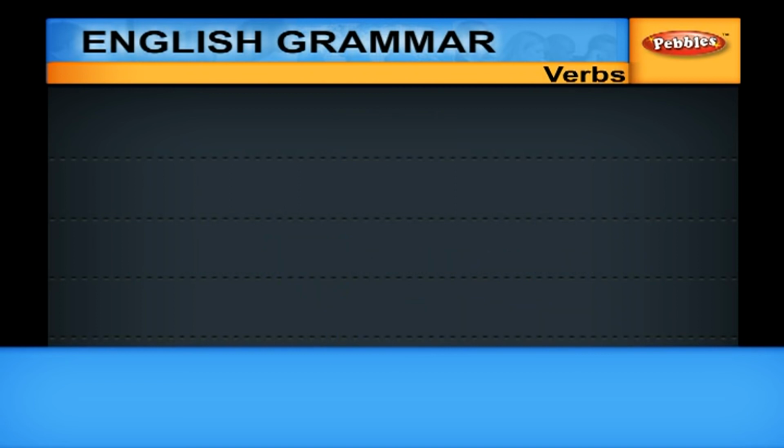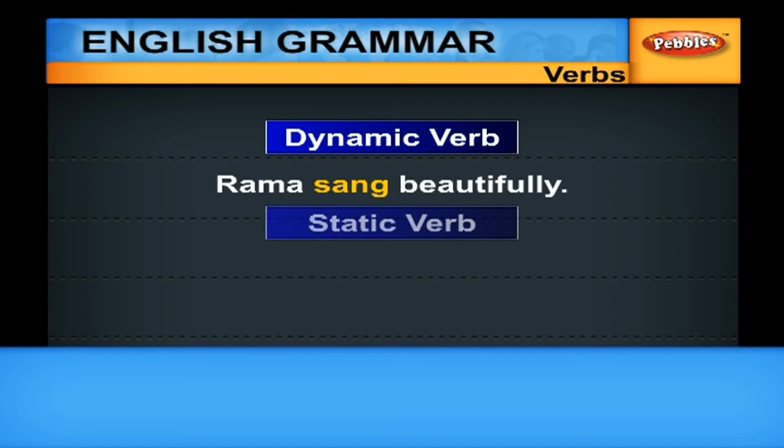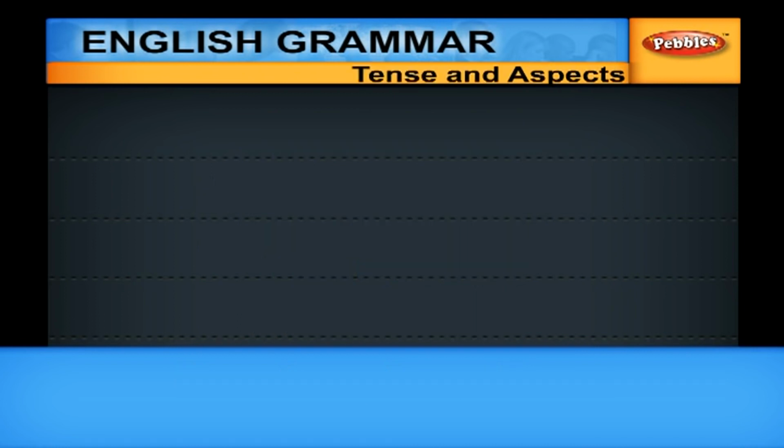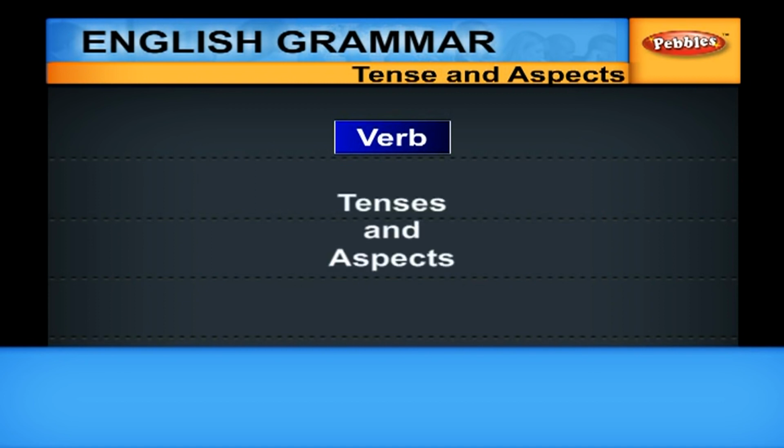You can understand that a verb can do three functions. It can denote an action. It can indicate a state of being. It can indicate a possession. These are the three different functions of a verb. When we talk about verb, we talk about tenses and aspects. What do you mean by tense? Without going into too many technicalities, let us broadly say that tense is related to time.